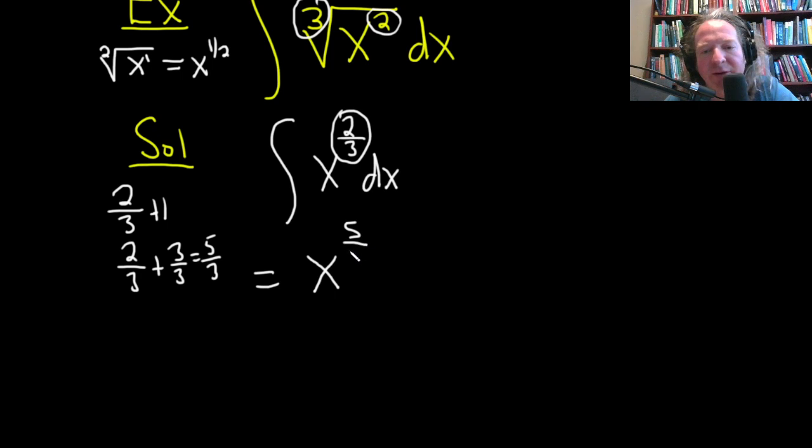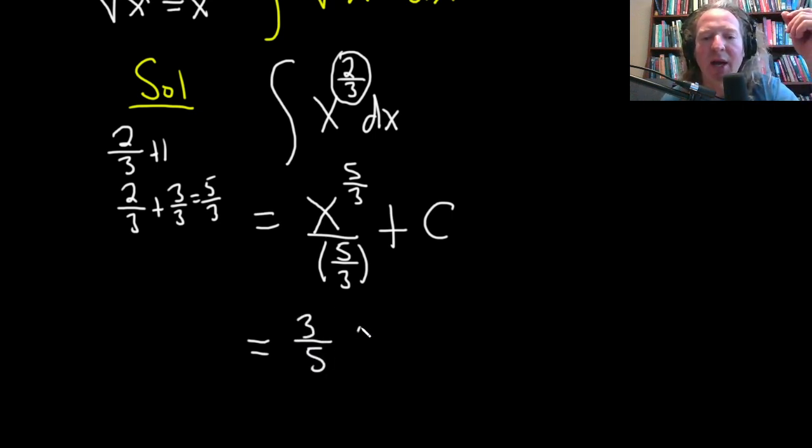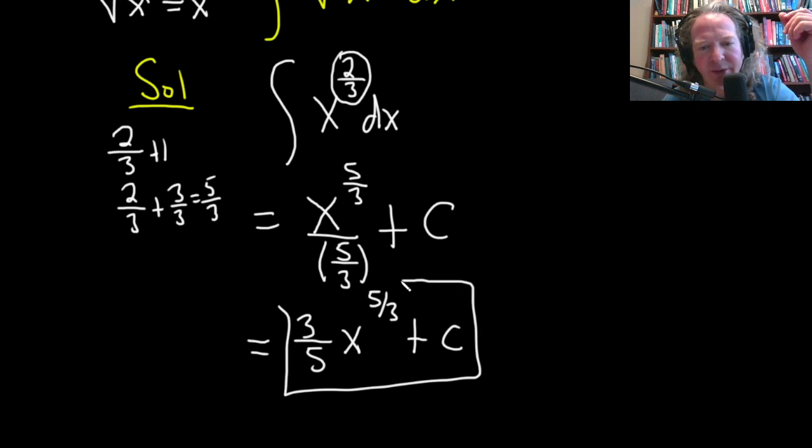So x to the 5/3. And then we divide by 5/3, right? The rule says you add 1 and then divide by the new exponent, 5/3. And then you add your constant of integration, capital C. So you add 1 to this, write the result, and divide. And I could have skipped this step. Remember, when you divide by a fraction, you're really multiplying by the reciprocal. So it's really 3/5 x to the 5/3, and then plus our constant of integration, capital C.